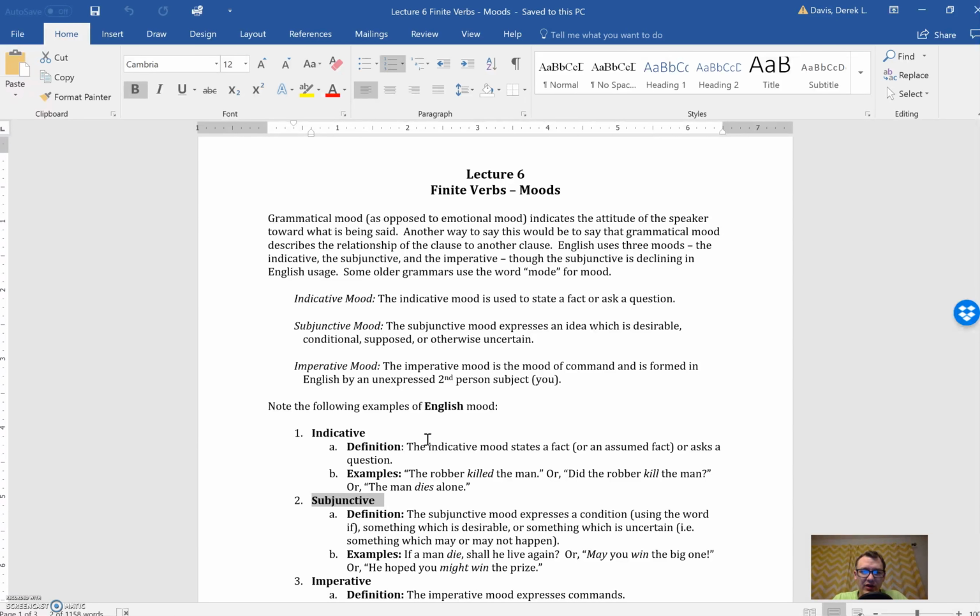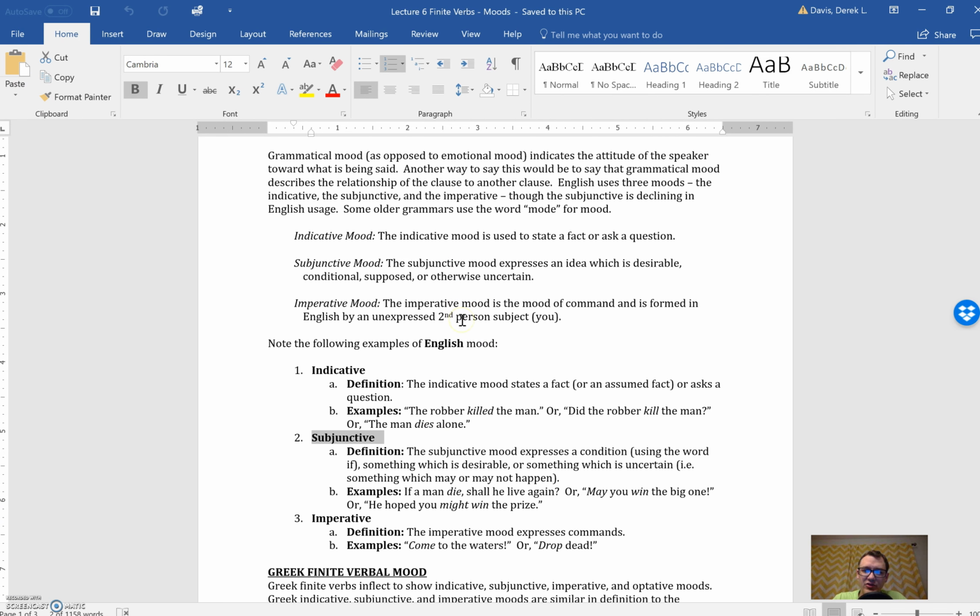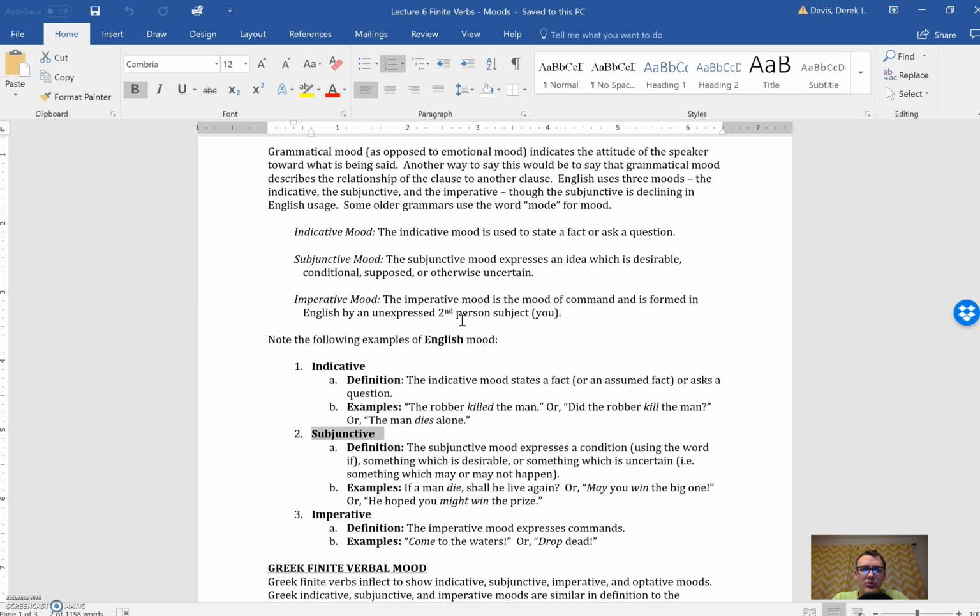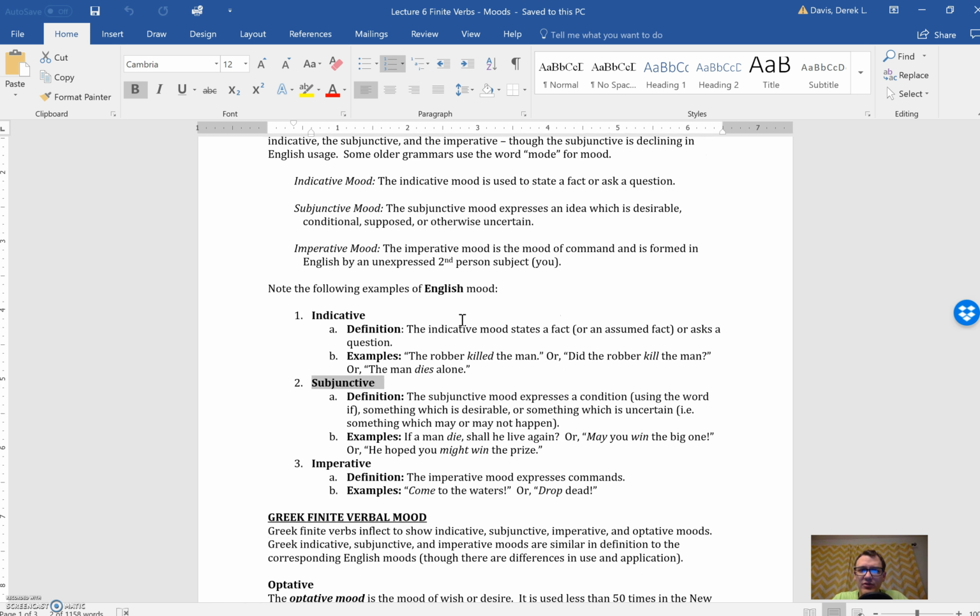This is something you have probably never heard of, but you've probably heard of the words that are used to describe it. In other words, in English, we do have verbal moods. You just may not be aware of it. And we're going to be focusing on three of those moods: the indicative mood, the subjunctive mood, and the imperative mood, which I've defined there for you.